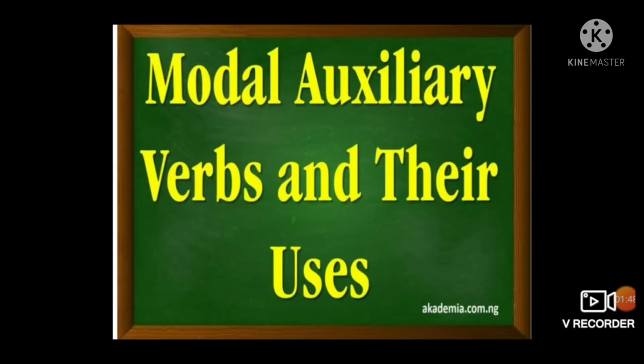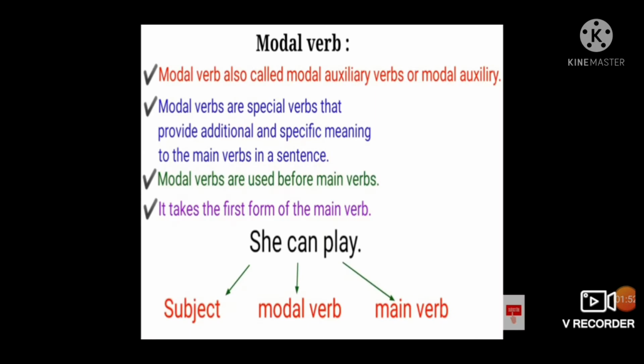Now let's see modal auxiliary verbs and their uses. The modal verbs are also called modal auxiliary verbs or modal auxiliaries. Modal verbs are special verbs that provide additional and specific meaning to the main verbs in a sentence. They should be used to give extra information about the main verb. The modal verbs always should be used before the main verb, not after the main verb.